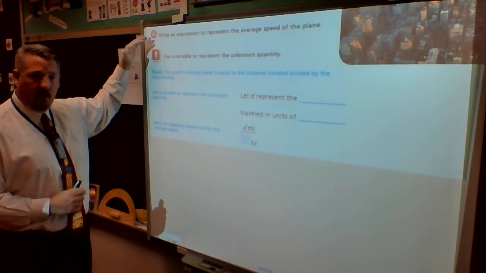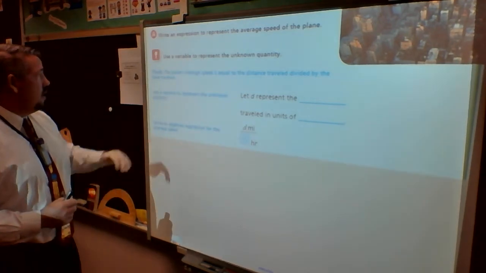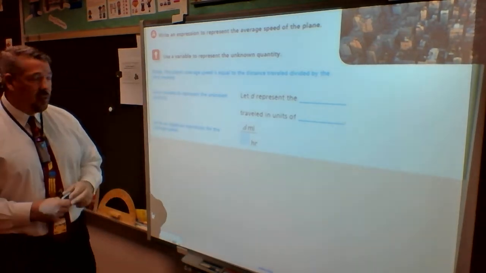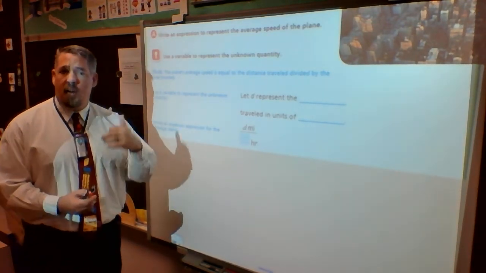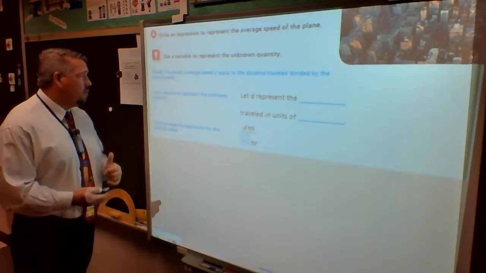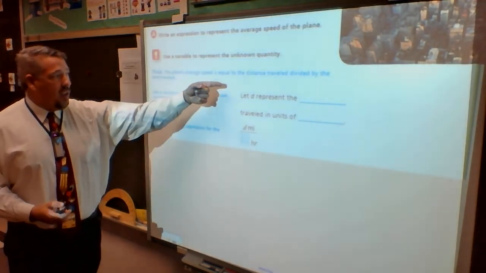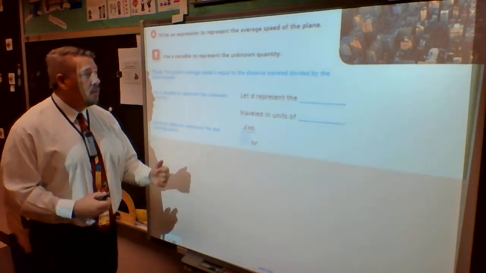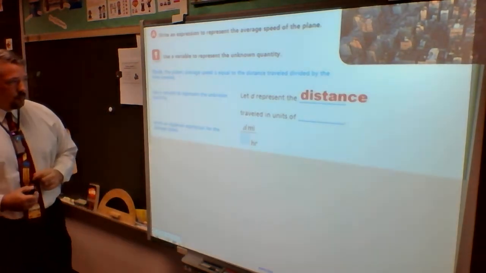Write an expression that's going to represent the average speed of the plane. Use a variable, so we're going to use a letter, to represent the unknown quantity. So we're going to have two terms in this. We're going to have the distance and we're going to have the time to solve for the rate that we're going. Think about the plane's average speed is equal to the distance traveled divided by, so D divided by the amount of time that we traveled.